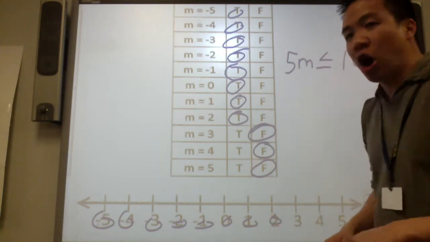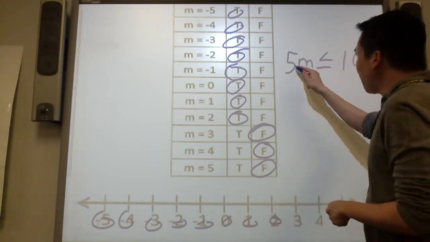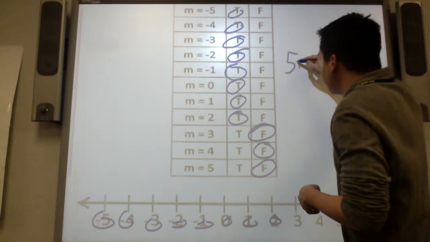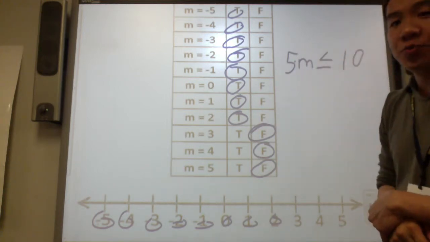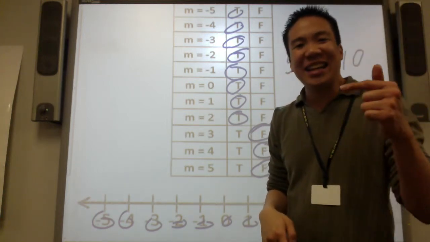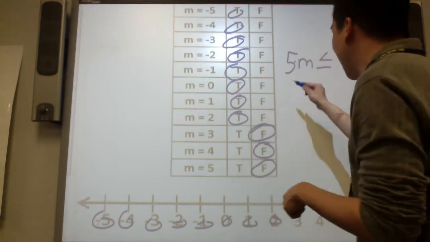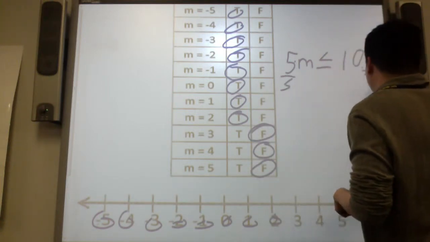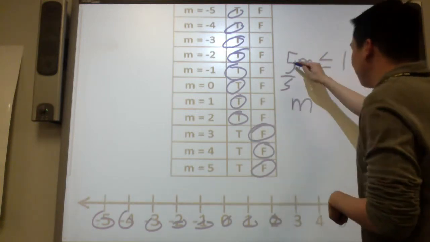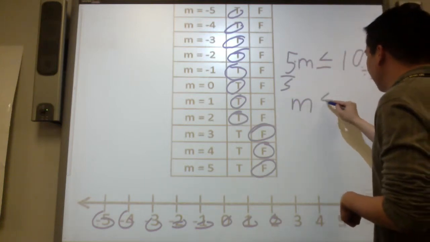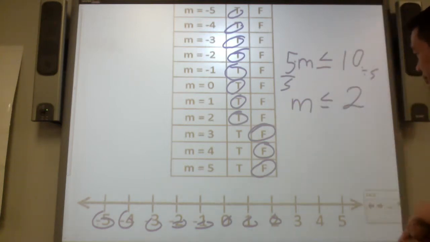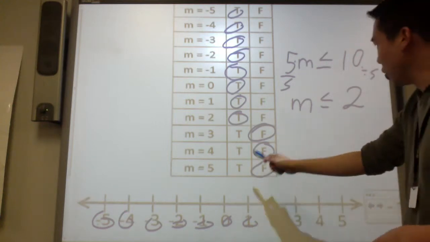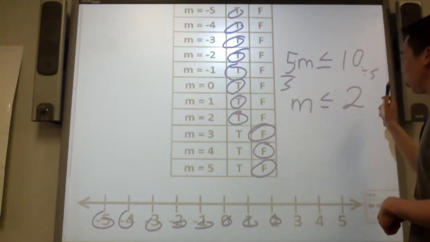So I need to solve for m. What operation is 5m? 5 times m, or 5 groups of m. What operation is the inverse of it? Divide by 5. Divide by 5. So 5 divided by 5 is 1m. 10 divided by 5 is 2. So m is less than or equal to 2.